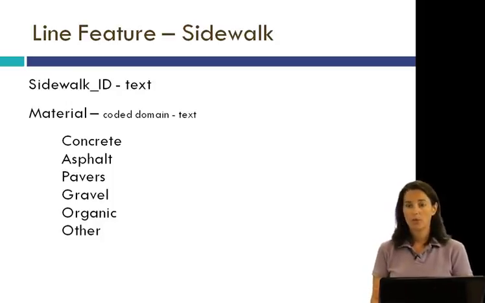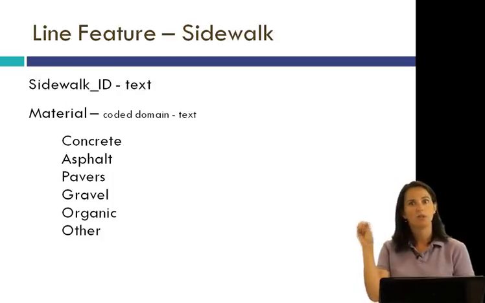Why do I put other in there? Well, what if I come across some new type of material? They're actually making rubber sidewalks now, and I go out and, oh, it's rubber. Well, if I didn't have that choice in my drop down, then I could select other, and then in the comment section I could type in, material is rubber.